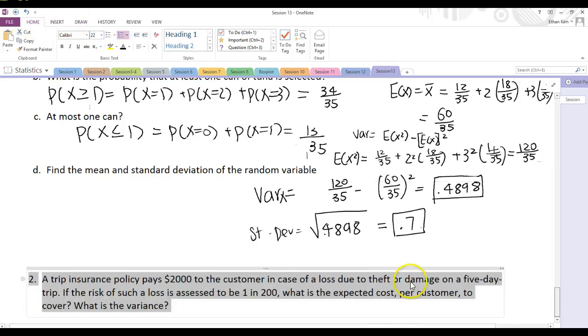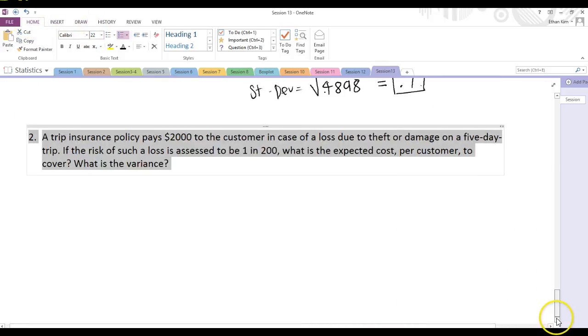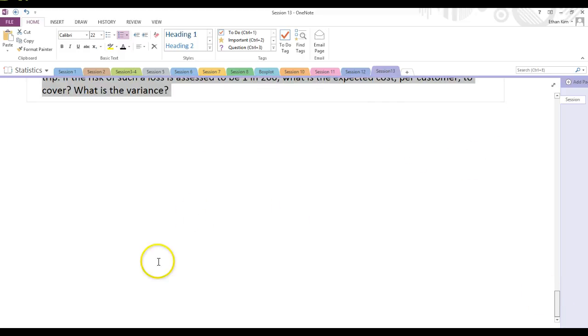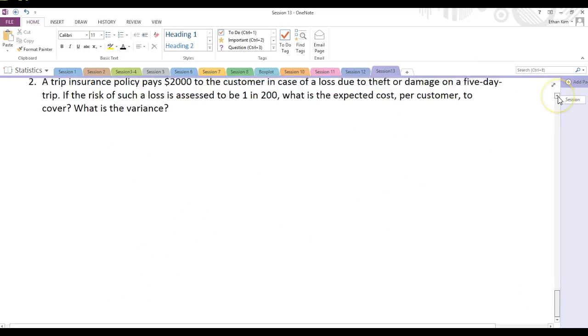Alright, so this is number 2. A trip insurance policy. I can't see the question now. Okay, it pays $2,000 to the customer in case of a loss due to theft or damage on a 5-day trip. If the risk of such loss is assessed to be 1 in 200, what is the expected cost per customer to cover, and what is the variance?